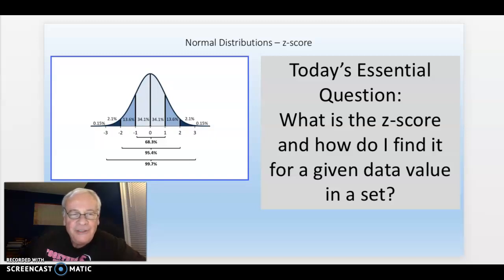Guys, the essential question, and you're going to need to know this for the notes assessment: What is the z-score? And how do I find it for a given data value in a set? Okay, as you can see, it's got something to do with the standard deviation.